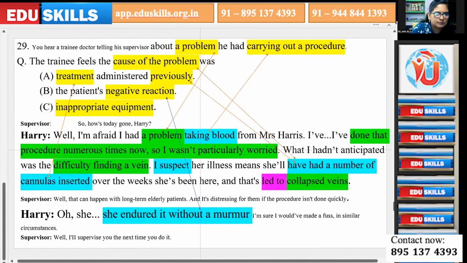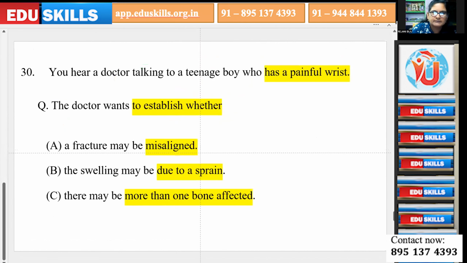Yes, let's move to today's final question. Question number 30. You hear a doctor talking to a teenage boy who has a painful wrist. Now, the doctor wants to establish whether. Whether means yes or no. She wanted to confirm something, right? What does she have to confirm? Let us see the options.